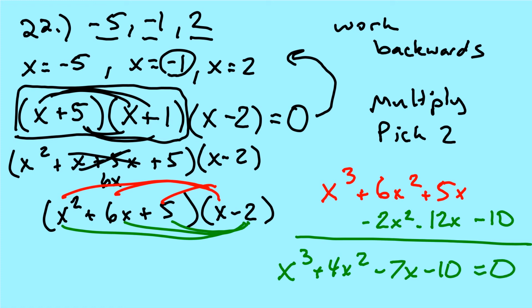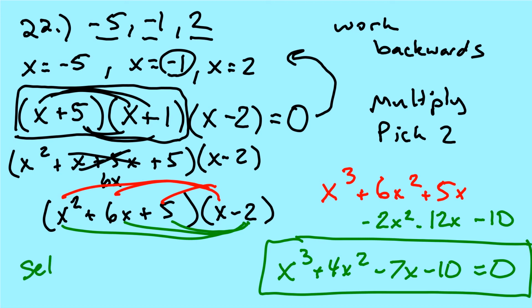Remember, technically the whole thing's equal to 0. That makes it an equation. So I set it equal to 0 to make an equation. Alright, and that's my final answer right there.